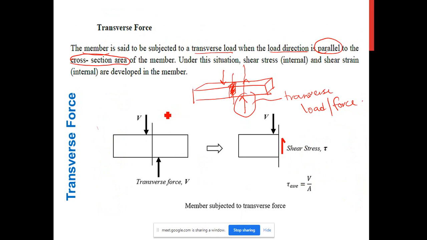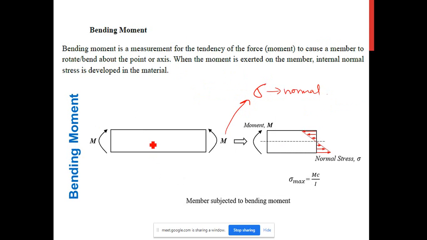And then transverse force, which I already explained last week. Transverse force is the force whose direction is parallel with respect to the cross section area of the material. And then bending moment. Under bending moment, the material tends to bend. So when the material tends to bend, that kind of force we call a bending moment.